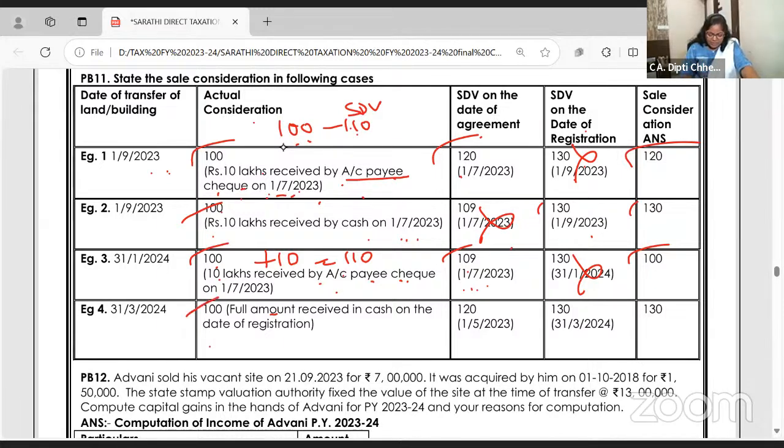Now, the last one. 100 is my sale consideration. Nothing was received on the agreement. Everything was received on registration. So obviously, now 100 or 130. Actual sale consideration or stamp duty, whichever is higher. Stamp duty or valuation officer, whichever is lower.